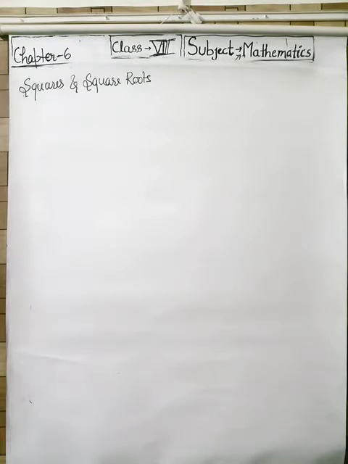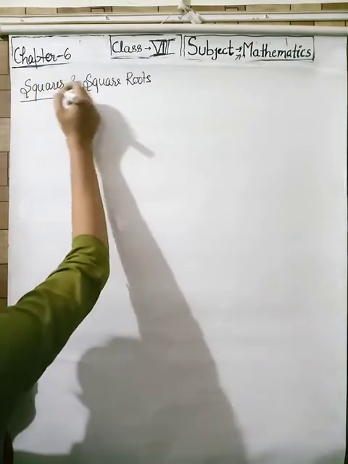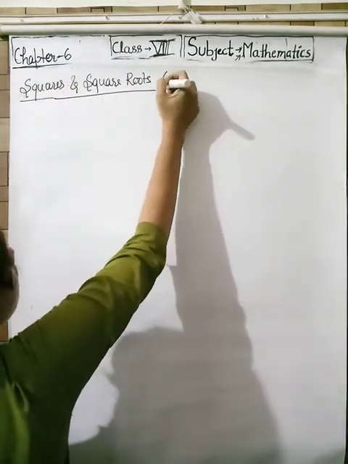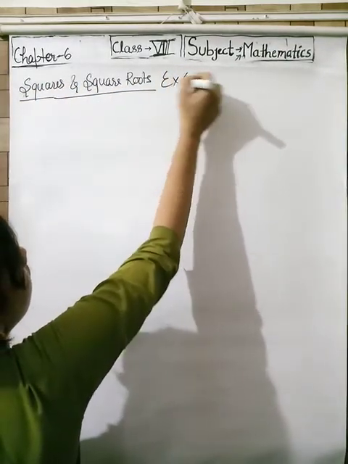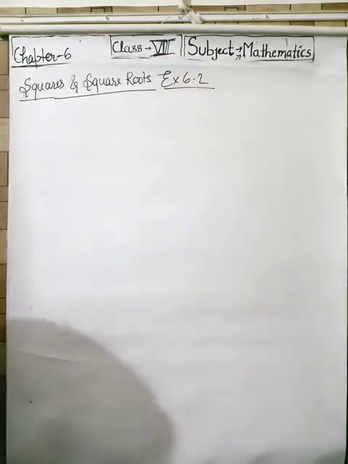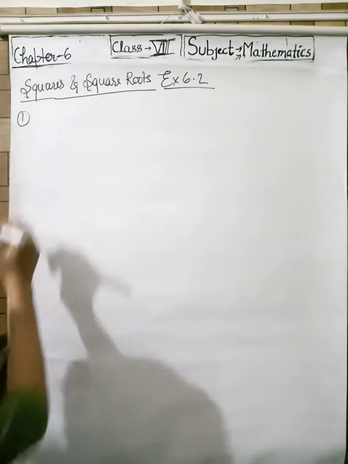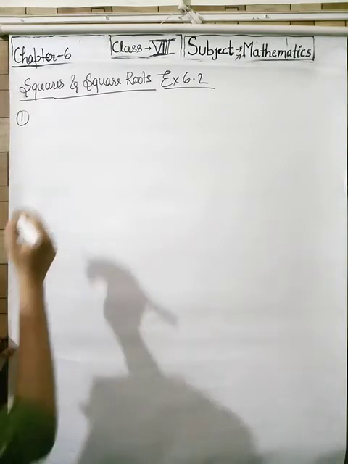Good morning students. Let's solve exercise 6.2 of chapter 6, squares and square roots. In this exercise we will come to know how to find the square of a given number. So the first question of the exercise is: find the square of the following numbers.